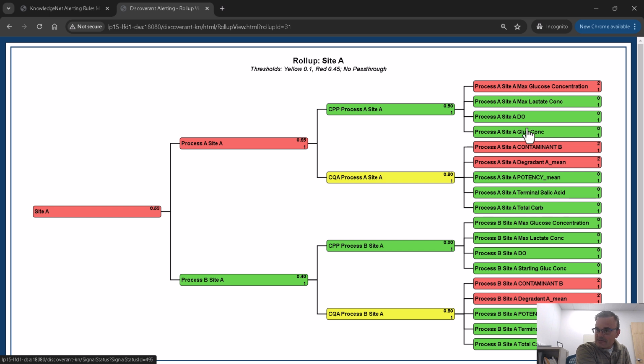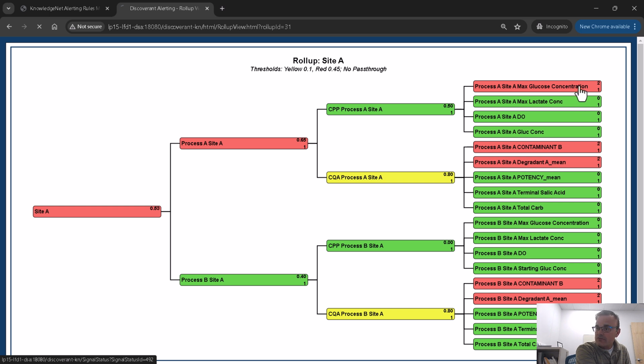So remember, it consists of four different parameter signals: glucose concentration, max lactate concentration, dissolved oxygen, and the glucose concentration here. Sorry, this is the max glucose. This is just the glucose concentration. So each one of these parameter signals has a score. The score is either 0, 1, or 2. It's 0 for a green one, meaning there are no alerts for that particular control chart. If there is an alert, it depends on the rules that are violated.